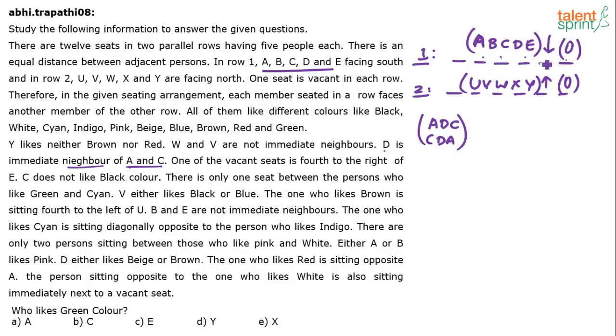Right of E would mean towards our left. One of the vacant seats is 4 to the right of E. See, for this statement there are only two possibilities. One of the vacant seats is 4 to the right of E, right?